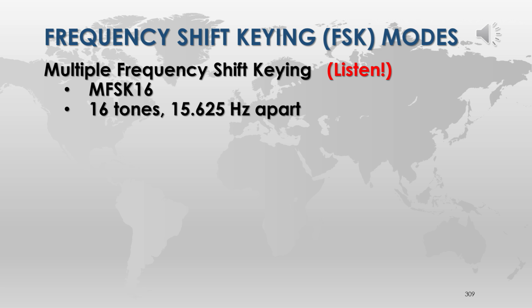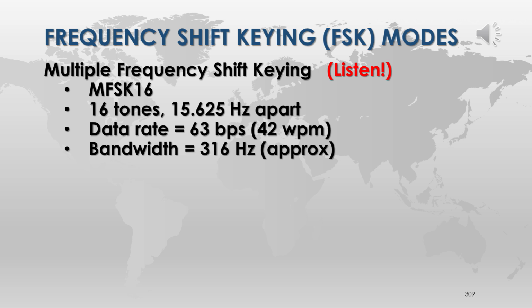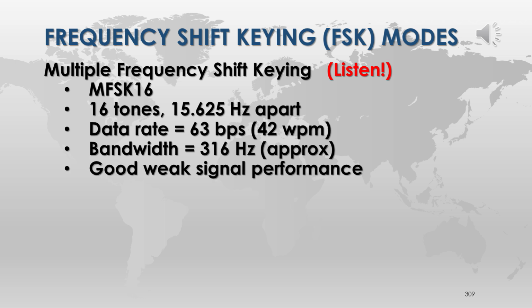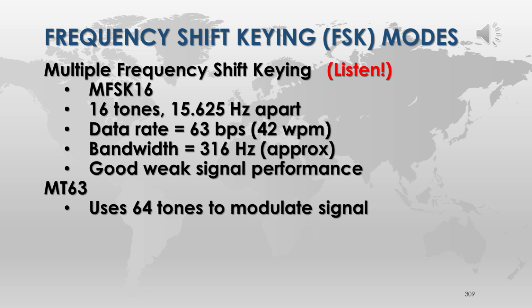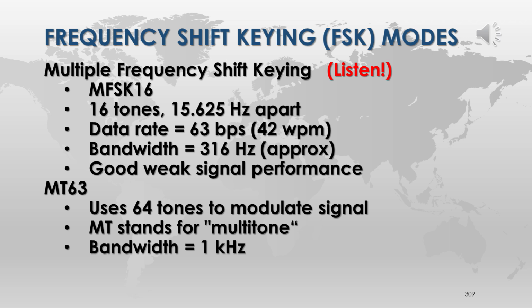The tones are 15.625 hertz apart. Data rate is 63 bits per second or 42 words a minute. Bandwidth is approximately 316 hertz, which is very narrow, with good weak signal performance. MT63 uses 64 tones to modulate the signal. MT stands for multi-tone. Bandwidth is 1 kilohertz. It's still narrow.